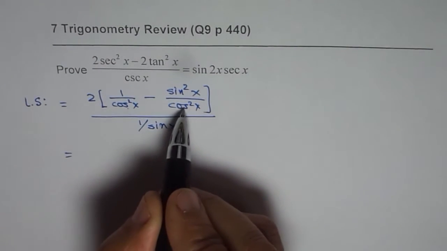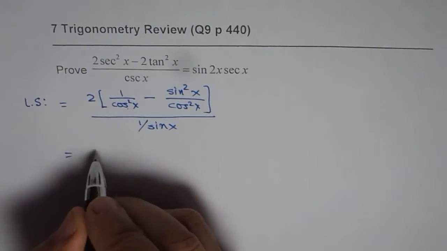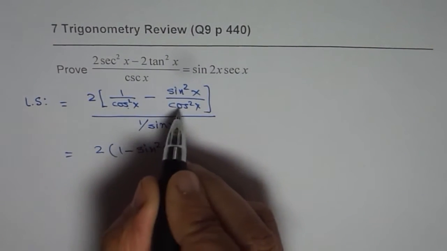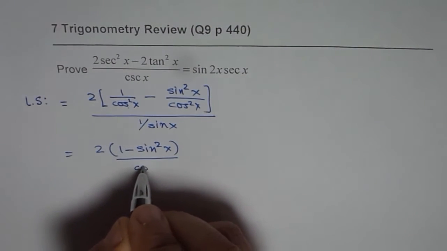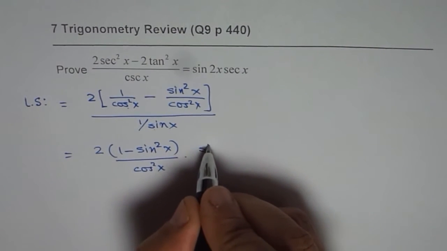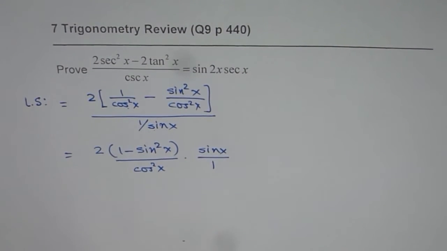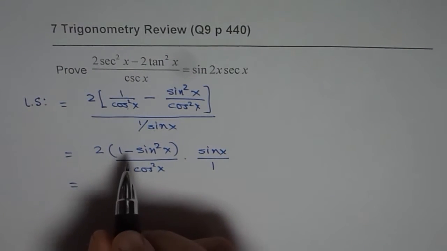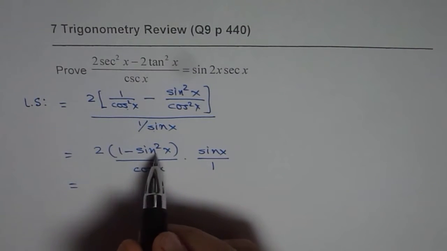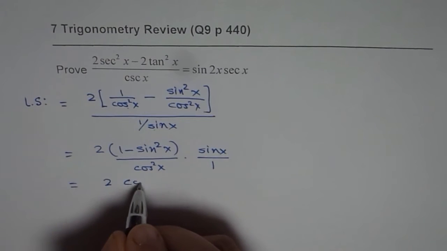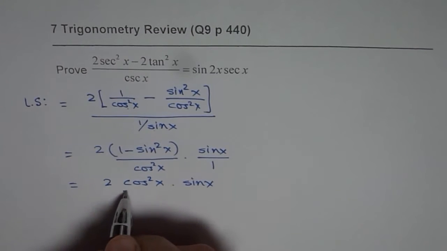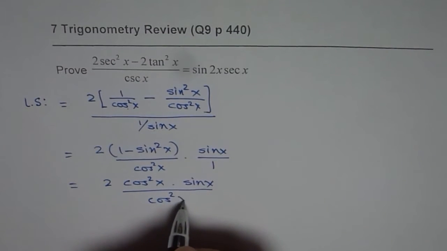Now cos²x is a common denominator, so we get 1 minus sin²x in the numerator, and the common denominator here is cos²x. The denominator is 1 over sin x, which could be written as sin x over 1, correct? Now 2 times 1 minus sin²x is actually cos²x, so we can write this as 2 times cos²x, and we have times sin x, divided by cos²x.